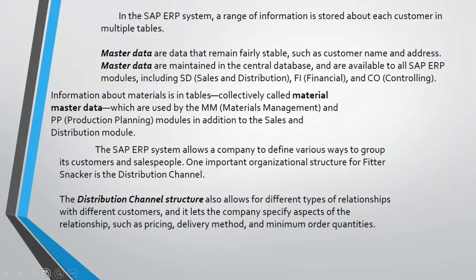In the SAP ERP system, a range of information is stored about each customer in multiple tables. So these data are referred to as customer master data. Master data are data that remain fairly stable, such as a customer's name and address. Master data are maintained in the central database and are available to all SAP ERP modules, including sales and distribution and financial and controlling.